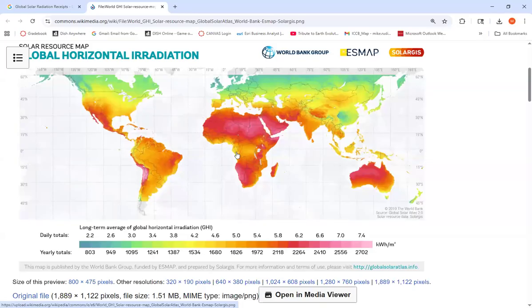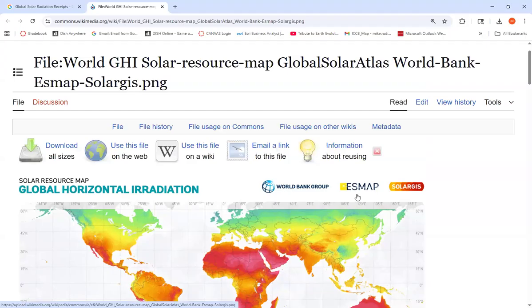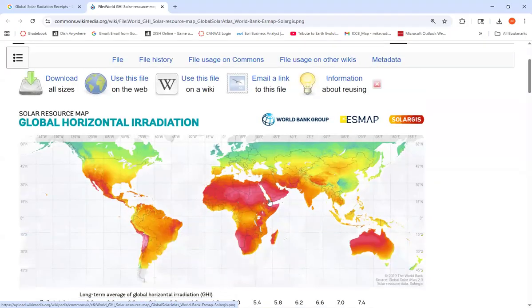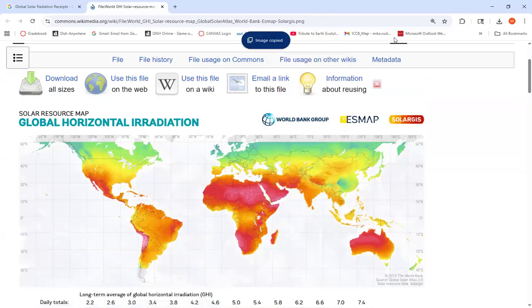I'm going to go ahead and use this map, and I'm going to make sure I note that Solar GIS is, I think, the data source, and that's going to be something I'm going to cite on there. I'm going to copy the image, and then I'm going to stop there, and I think I have a good idea of how to communicate the topic.